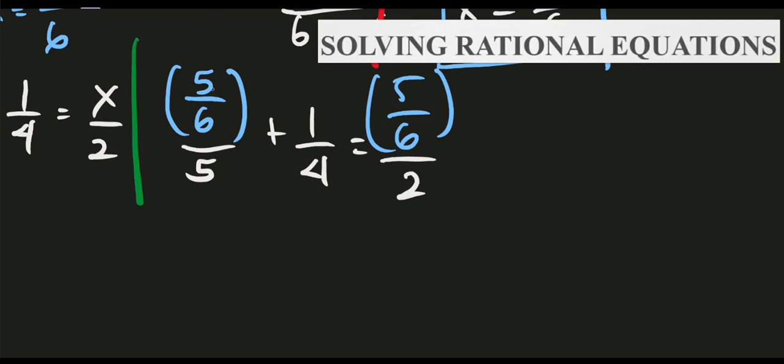So 5 over 6 over 5. Again, the concept of fraction is division, right? For example, a over b is actually written as a divided by b. Okay? Therefore, if we have this given problem, this is actually equal to 5 over 6 divided by 5, right? It is actually written in that way.